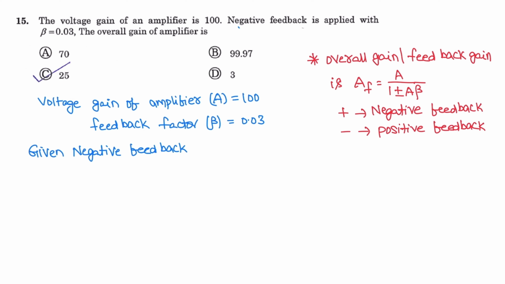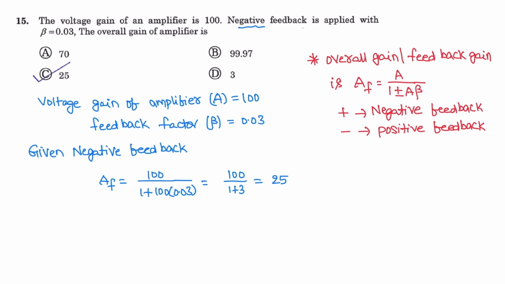So that is overall gain AF is equal to A, open loop gain, that is 100, by 1 plus A beta, 100 into 0.03. So it is 100 by 1 plus 3, that is 100 by 4, which is 25. So closed loop gain value is 25. Correct option is C.